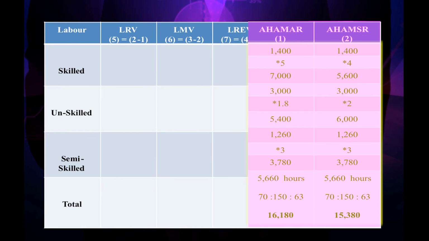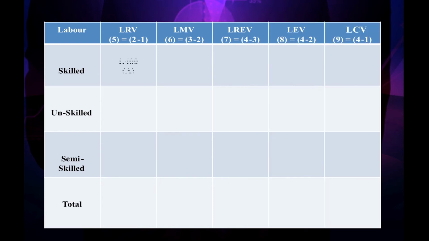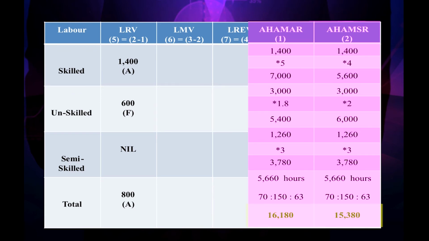Column 5 is column 2 minus 1. So, getting the subtracted value of column 2 minus column 1 of the skilled labor, we get 1400 A, that is the labor rate variance for the skilled. Similarly, for the unskilled we get 600 F, that is positive, so favorable, and there is no difference for the semi-skilled. So, the labor rate variance for the semi-skilled is nil. The total labor rate variance of all the 3 varieties of the labor comes to 800 A. This we can prove with the total subtracting of column 1 from column 2, we will get 800 adverse.